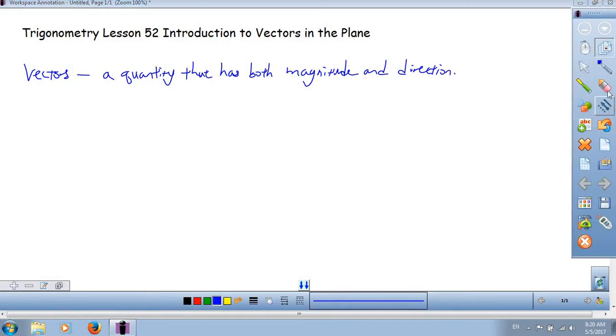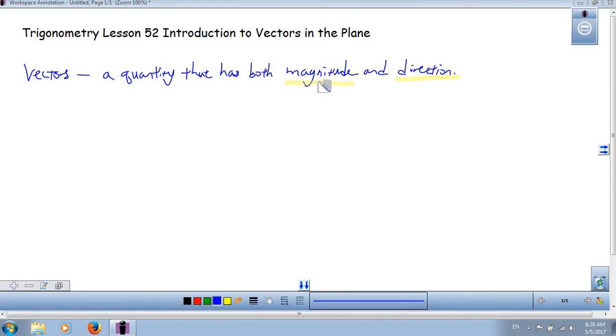So there are two concepts here for vectors. We have magnitude and we have direction. Magnitude is kind of like the value, the strength, or the absolute value. There are several ways to look at this. It is how big or how small the quantity is. And direction is determined by angle.